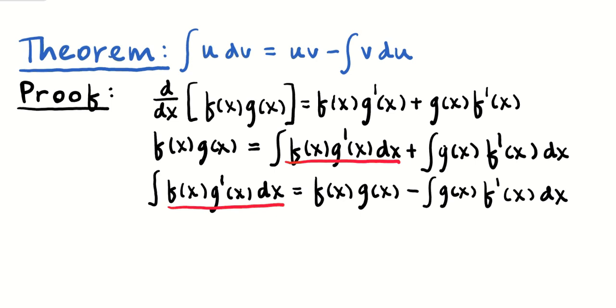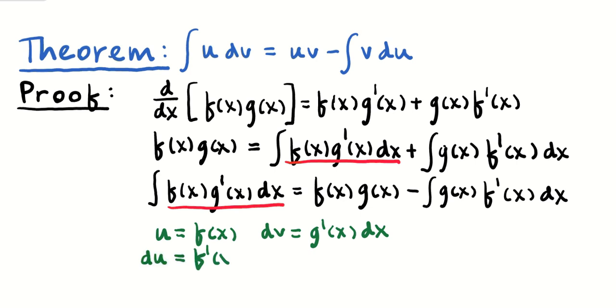Okay. And if I let u equal f of x and dv equal g prime of x dx, then we know that we can take the derivative of the left side, so I'd get du is f prime of x dx, and v equals g of x by anti-differentiating this equation.